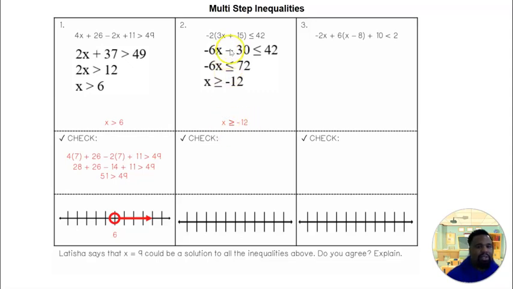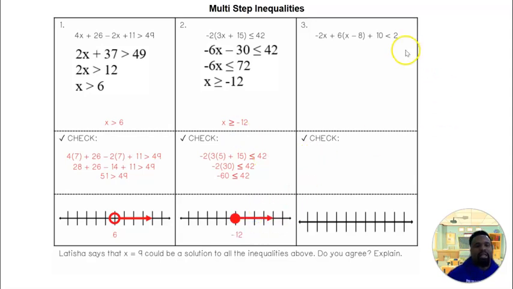And then you can just substitute this back into your inequality to see if it's true. Any number that's greater than or equal to negative 12, if I put 5, that's greater than negative 12. And I substitute that in my inequality, I get negative 60. Negative 60 is less than or equal to 42. That is a true statement. All right. And so to graph it, we got a closed circle on negative 12 going to the right.